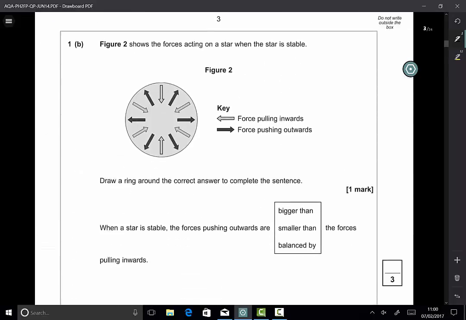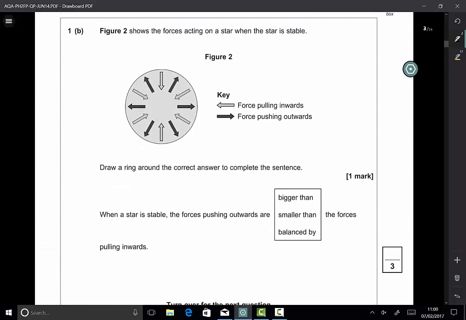Okay. Figure 2 shows the forces acting on the star when the star is stable. So we've got forces pulling inwards and forces pushing outwards. When a star is stable, the forces pushing outwards are something the forces pulling inwards. Well, if it's going to be stable, it's not going to be changing, so the forces must be balanced.